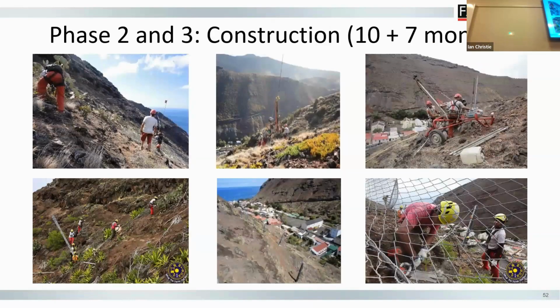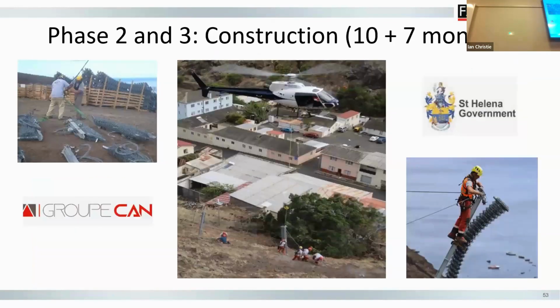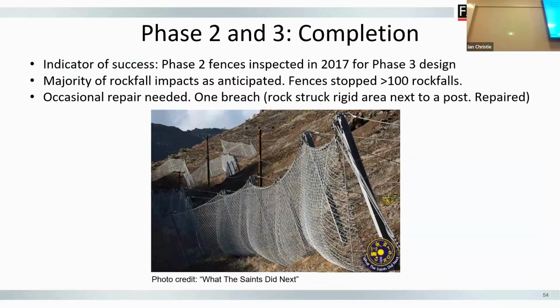And just a few photos during the construction: some anchor drilling up on the slope, and then the chaps putting up the fence posts, pulling out the net. These come with the net supplied around the fence posts, and you just pull it out like a shower curtain. It's great stuff. So those two phases took 10 months and 7 months respectively. Again, really great use of the helicopter.